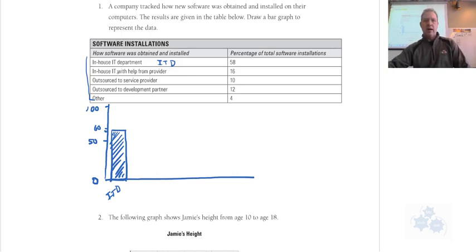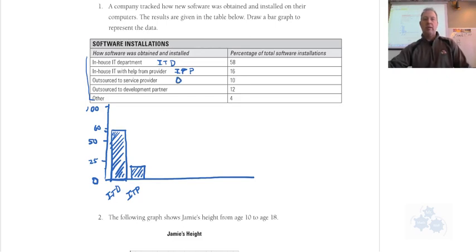Now this one, in-house with help from provider, let's go IT and then P, provider. IT with provider. So IT provider. And that's going to be a lowly 16%. So here's 25. So 16 is going to be about here. Okay. So right away you can kind of see the relationship between, there's quite a bit larger percent for the first one than the second one, and so on.